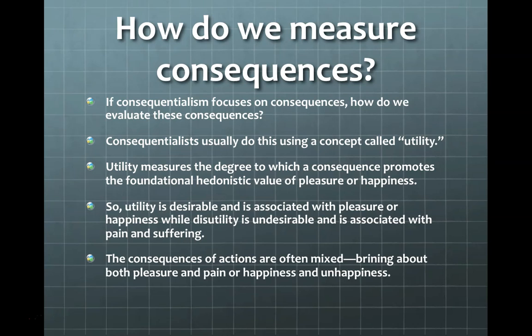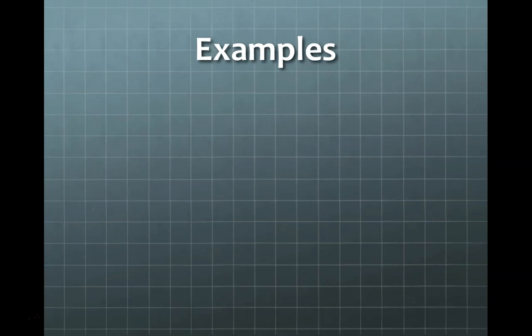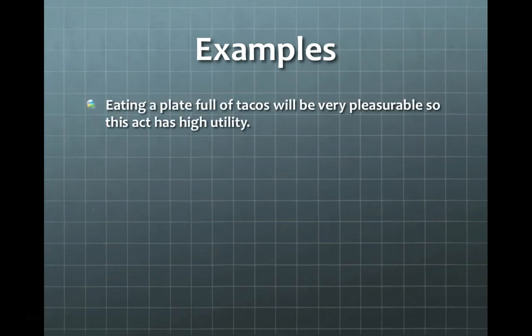The consequences of an action are often mixed, bringing about both pleasures and pain, or happiness and unhappiness. In this situation, disutility is subtracted from utility. If the utility is greater, then the resulting utility is still positive. So here are a few examples. Eating a plate full of tacos will be very pleasurable, so this act has high utility and is therefore the right act in this situation.